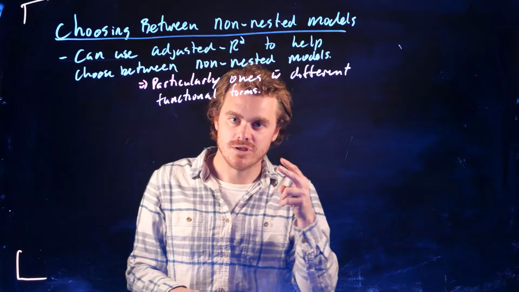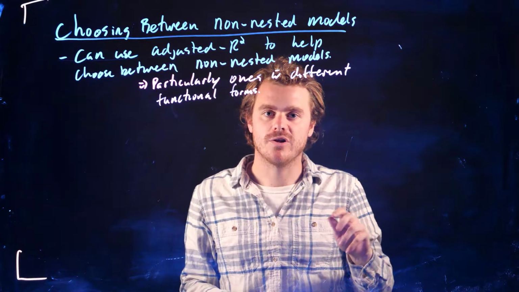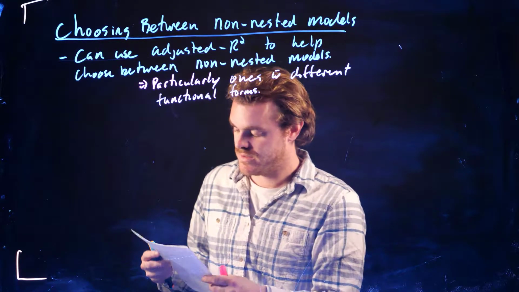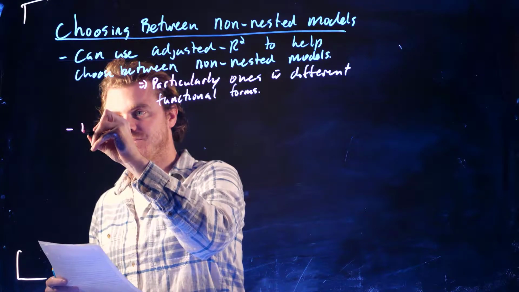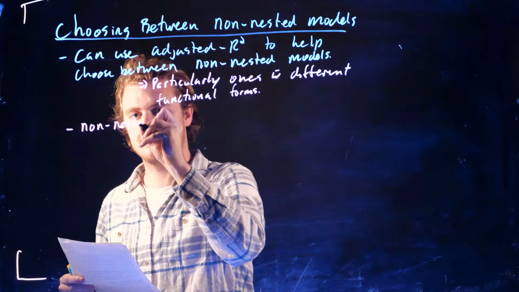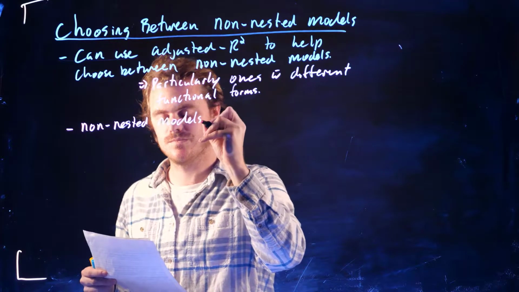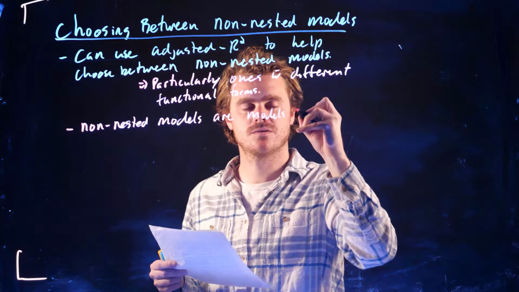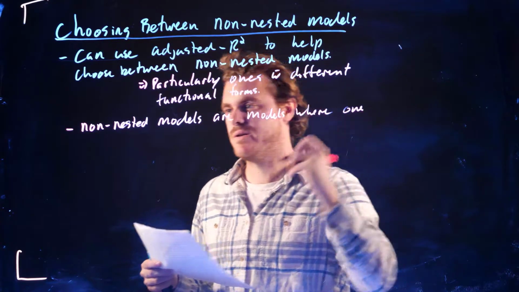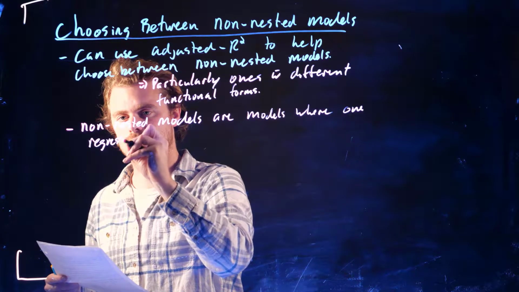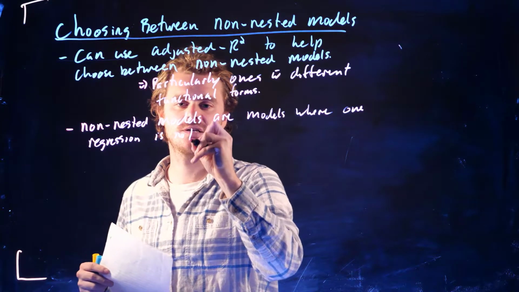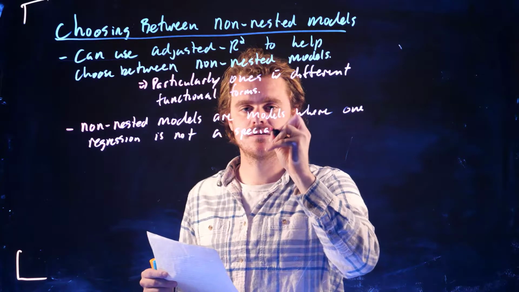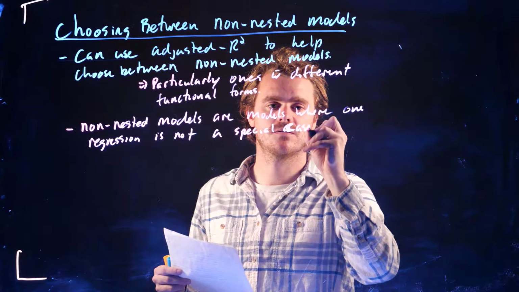So now let's make sure we understand what non-nested models are. Non-nested models are two models where one of the models is not a special case of the other. So non-nested models are models where one regression is not a special case of the other.